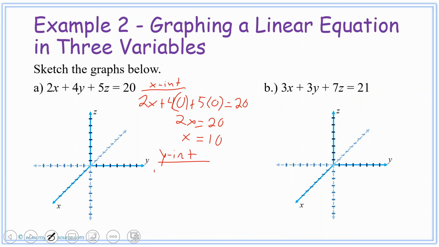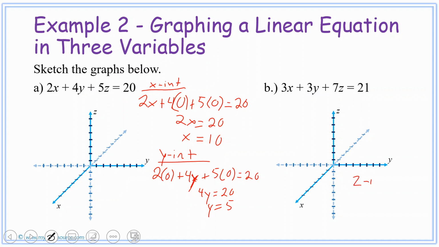We can do the same thing with the y-intercept. We want to see where that crosses. We set x equal to 0, look for the y value, and then set the z equal to 0. And once we do that, we're going to get 4y equals 20, and therefore y will equal 5. And then the last one, I might have to use this space over here.